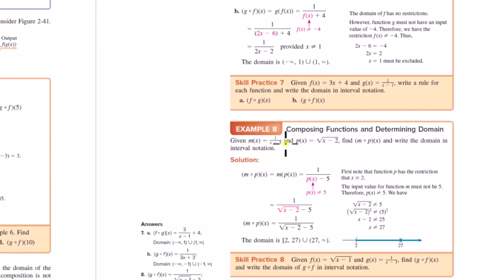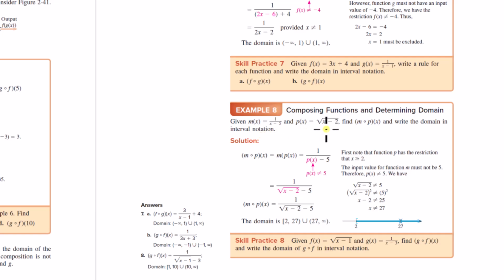Okay, here's another example. Here's m of x, here's p of x. So m of p of x is you substitute square root of x minus 2 for x. Okay, and so what is the domain? Well, x can't be less than 2. We know that. But also, you can't include a value of x that makes p of x equal to 5, because then you'll divide by 0. That's the only domain restriction of m of x, is x is equal to 5.